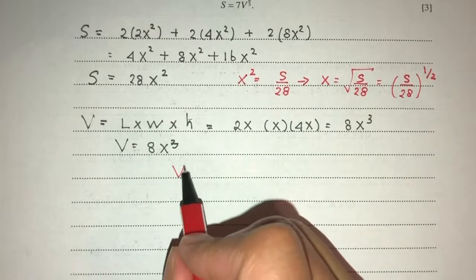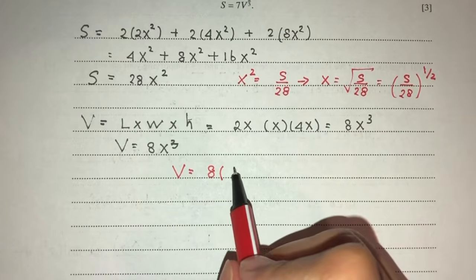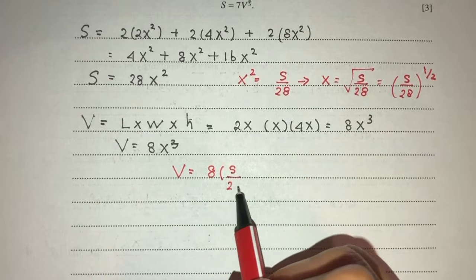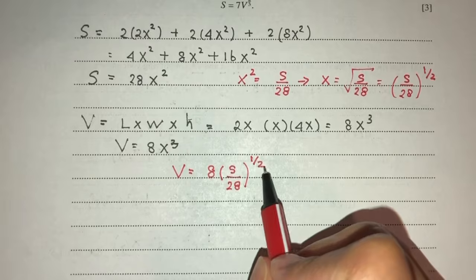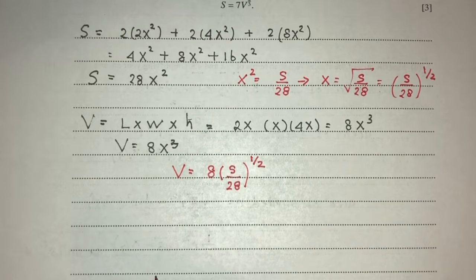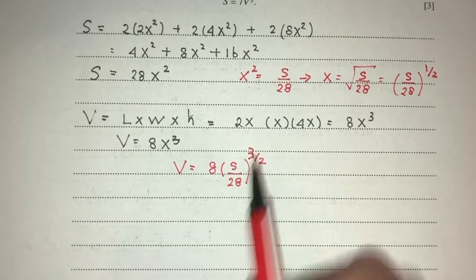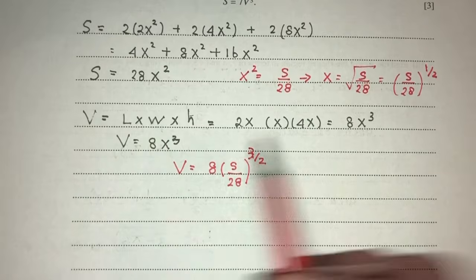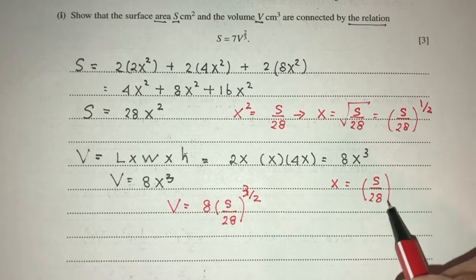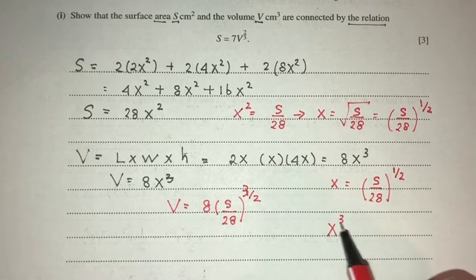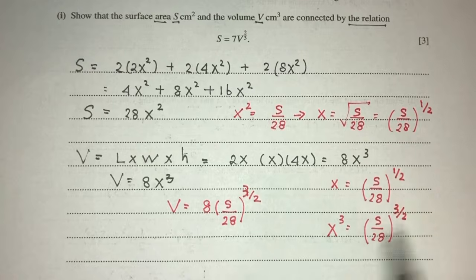So you will have v is equal to 8 x cubed is s over 28 power half. Sorry, power half, but it is power 3, so that will be 3. Okay, because we have x power 3. So basically if x is equal to s over 28 to the power 1/2, so x power 3 has to equal s over 28 increased to the power 3. That's why we have this right now.